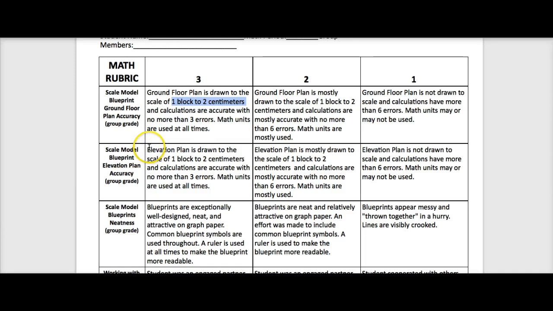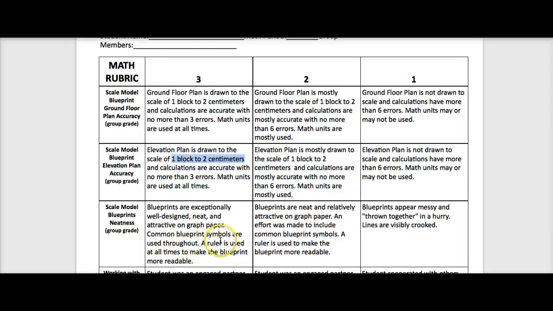For level 3 on your blueprint of the elevation, same thing. Your elevation plan is drawn to a scale of 1 block to 2 centimeters. Your scale model blueprints overall are neat, well designed, and attractive on the graph paper. They're not sloppy. There are not tons of eraser marks and holes in your paper. Your common blueprint symbols are used throughout.